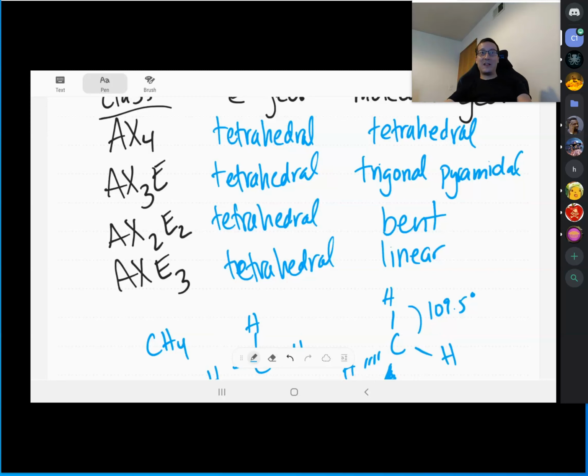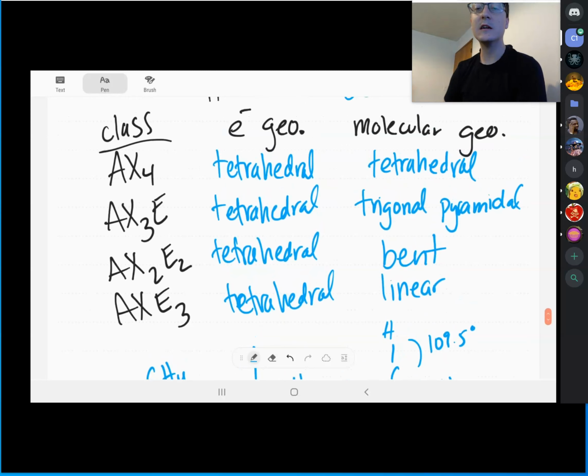So for all formulas that have 4 electron domains, here is the chart we're going to use. The electron geometry will, for all of them, be tetrahedral, but the molecular geometry will be different, depending. So if you can classify a molecule as belonging to one of these 4 categories, you will be able to come up with its electron geometry and its molecular geometry. And we're going to see that the point of doing all this is going to explain properties about these things.